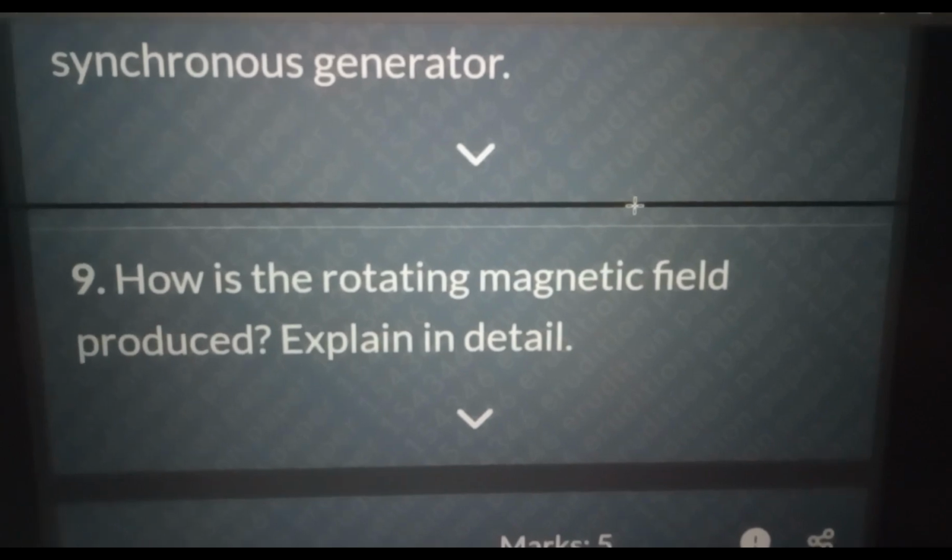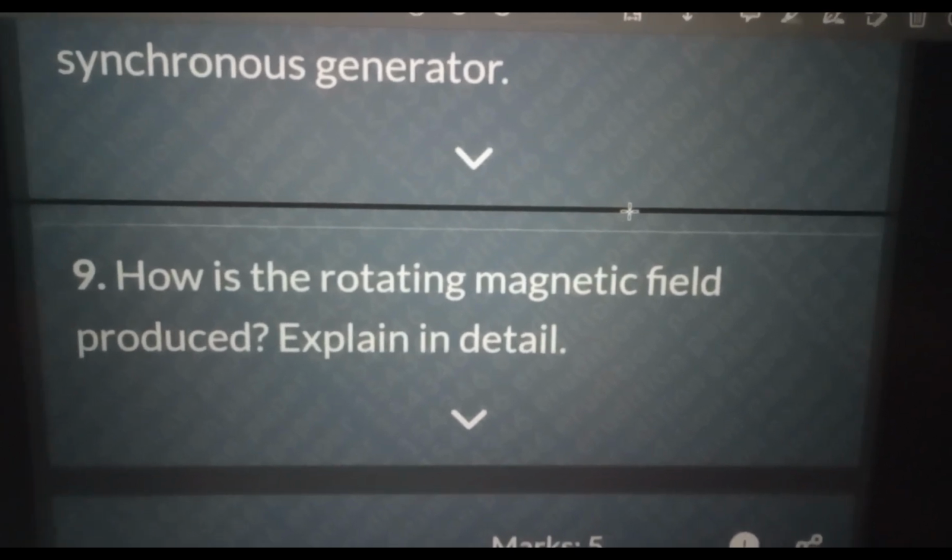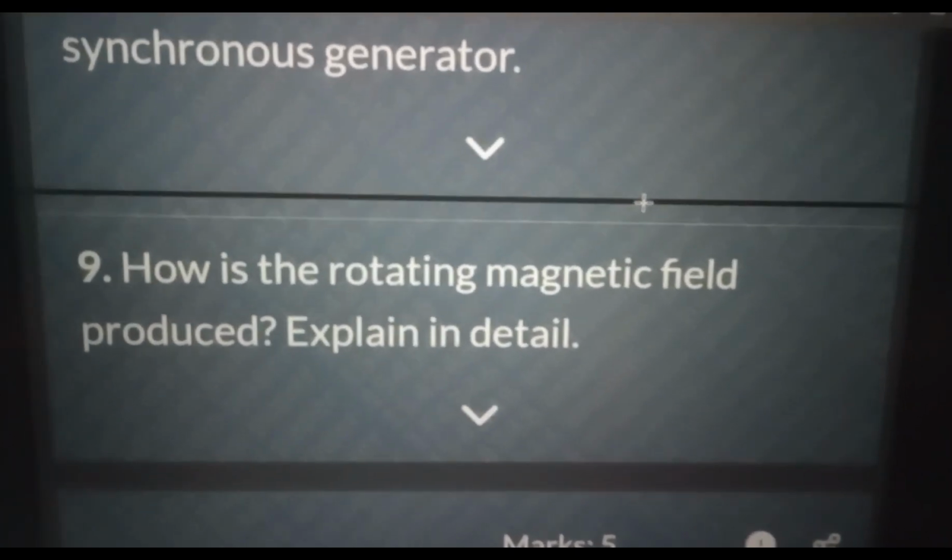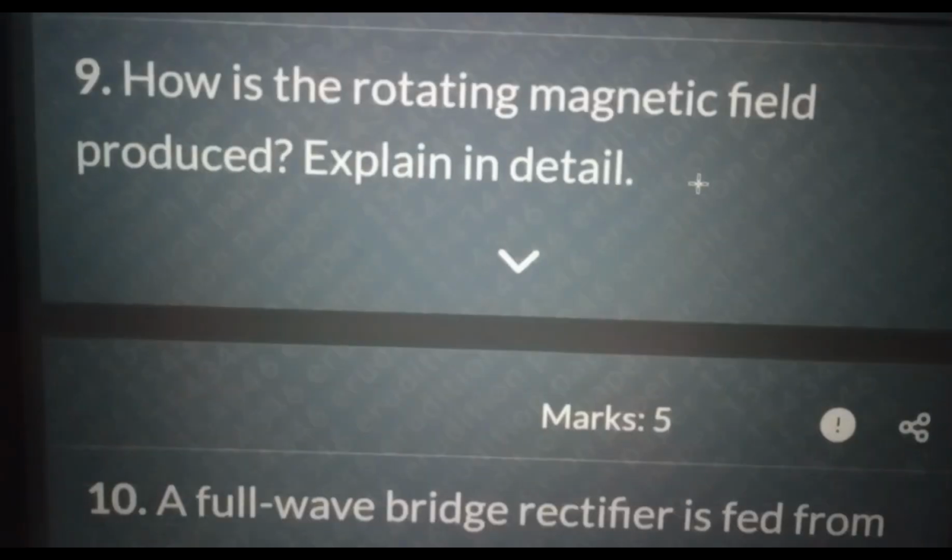Number 9. How is the rotating magnetic field produced? Explain in detail.